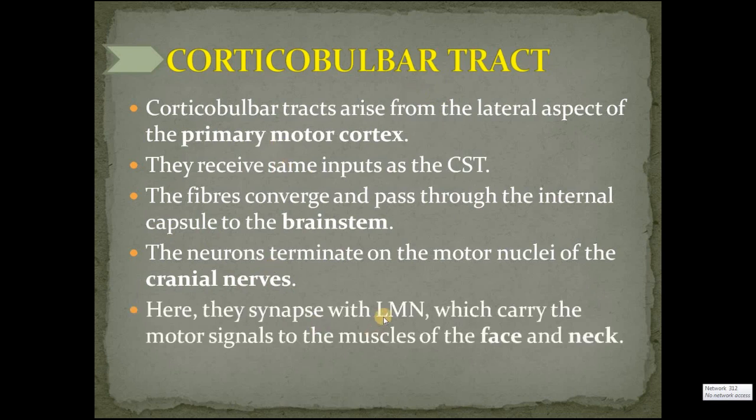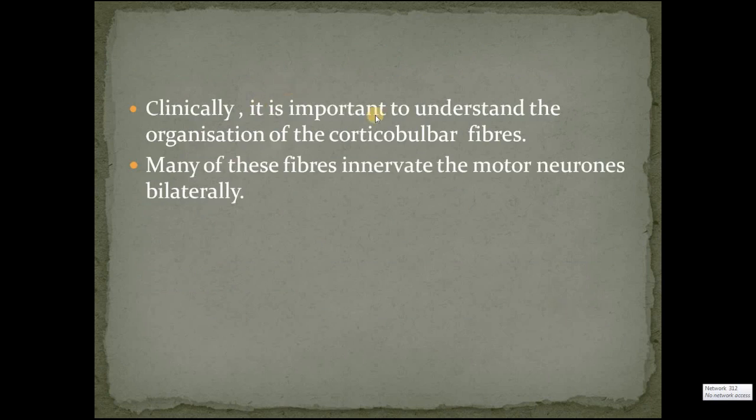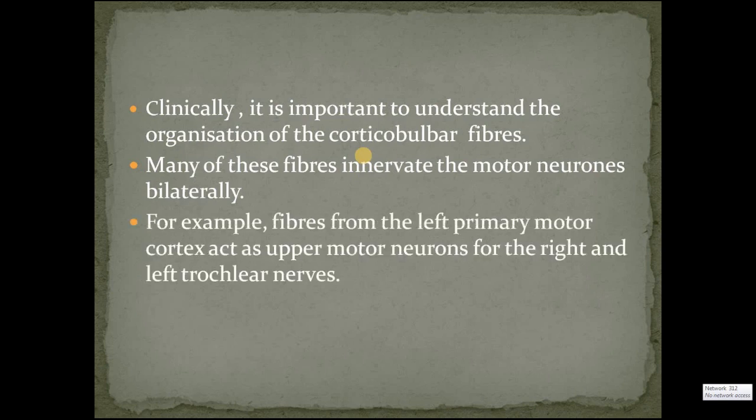Here they synapse with the lower motor neuron, which carries the motor signals to the muscles of the face and neck. Clinically, it is important to understand the organization of the corticobulbar pathways, because many of these fibers innervate the motor neurons bilaterally. For example, fibers from the left primary motor cortex act as an upper motor neuron for the right and the left trochlear nerve.